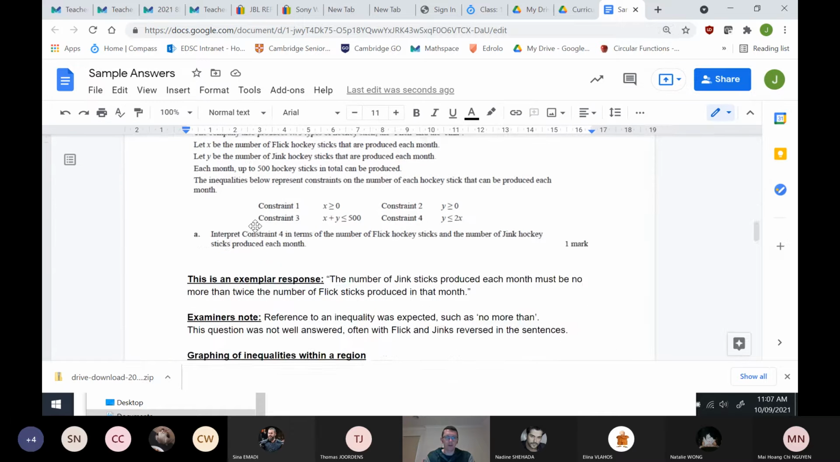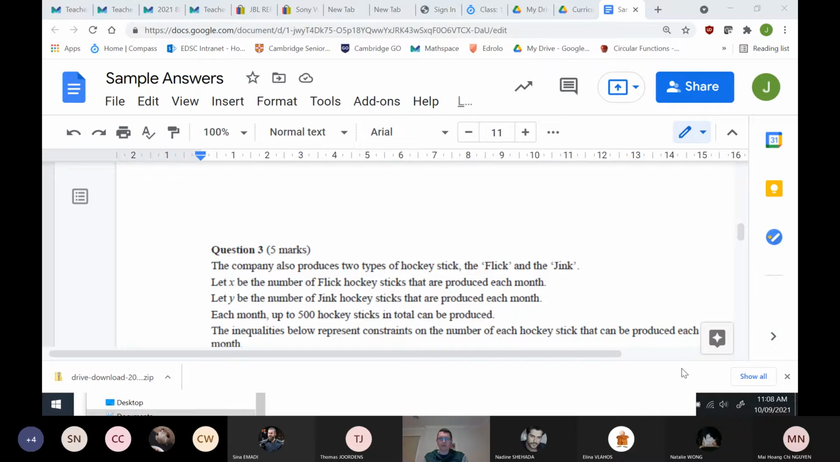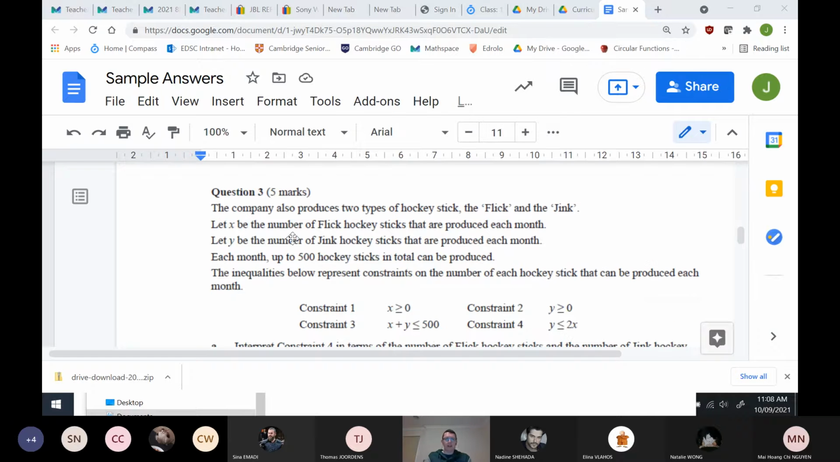So we're just going to have a look at a couple of examples here and how we use that in words. The company, so this is just a question, it continues on. The company produces 2 types of hockey sticks, flick and jink. Let X be the number of flick hockey sticks that are produced each month. Let Y be the number of jink hockey sticks that are produced each month. Each month, up to 500 hockey sticks can be produced in total.